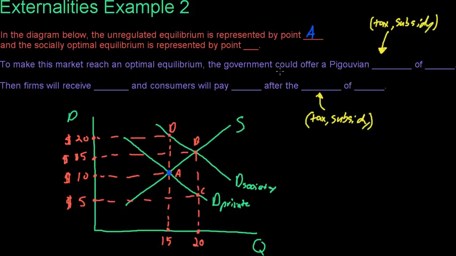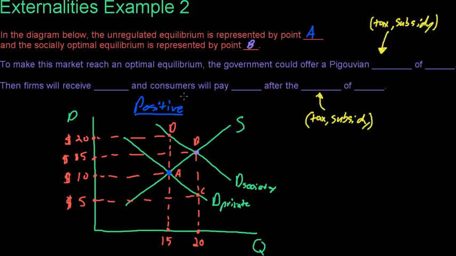Now the socially optimal equilibrium is where we take into account this is a positive externality. So I'm just going to write positive up here. So it is where we take into account the positive externality, which means we take into account the demand of society, not only the private demand. So the socially optimal equilibrium is represented by point B.